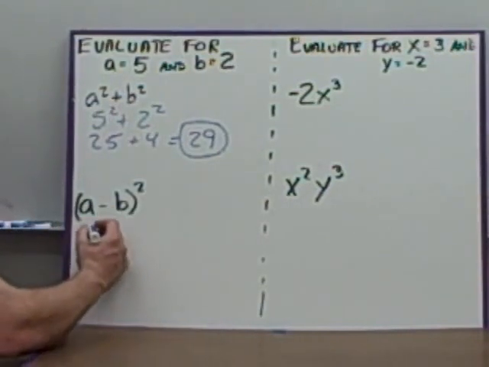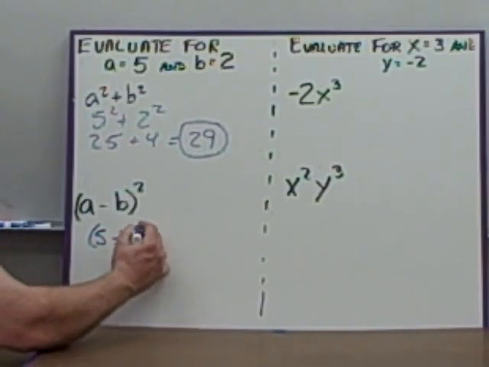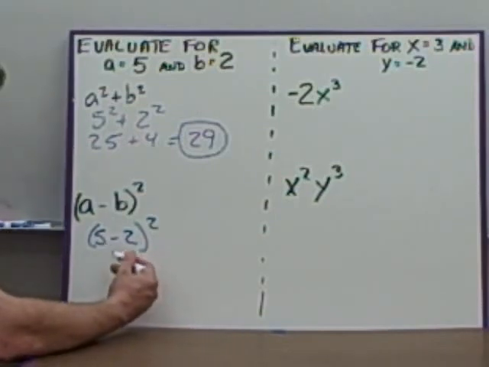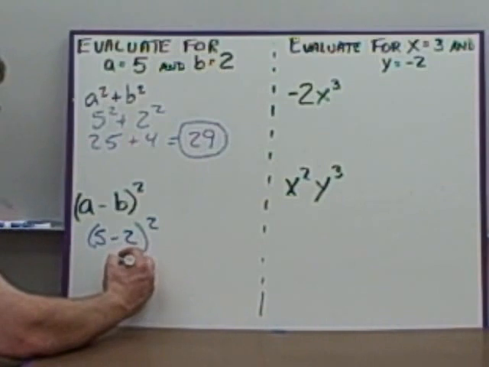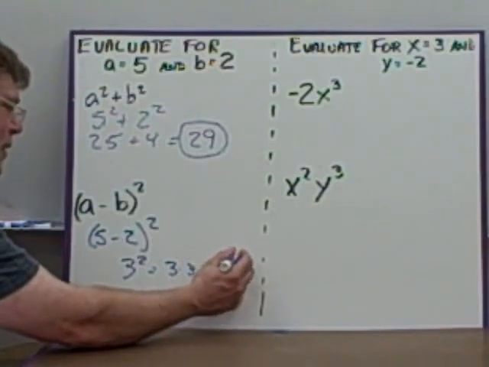Here, when we plug it in, we're going to have 5 minus 2 inside of parentheses and then squared. Remember, parentheses come before exponents in the order of operations, so we've got to do the subtraction here first. 5 minus 2 is going to give me 3. 3 squared is 3 times 3, which is 9.